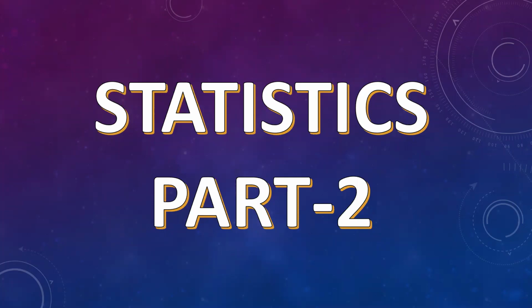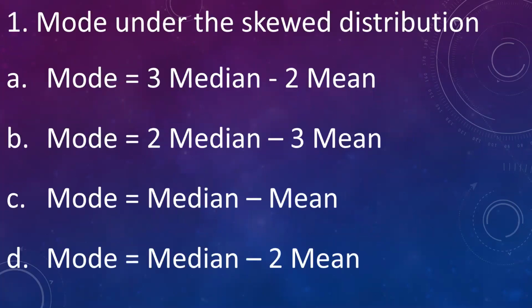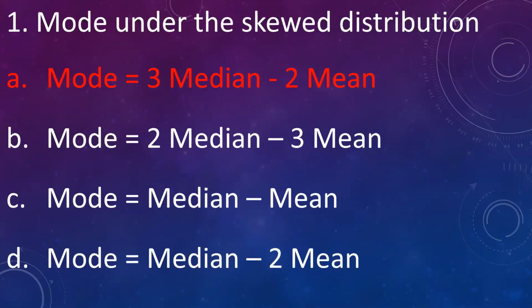So let us start our session with our first question. Mode under the skewed distribution. A. Mode is equal to 3 median minus 2 mean. B. Mode is equal to 2 median minus 3 mean. C. Mode is equal to median minus mean. D. Mode is equal to median minus 2 mean. Answer is A. Mode under skewed distribution is 3 median minus 2 mean.